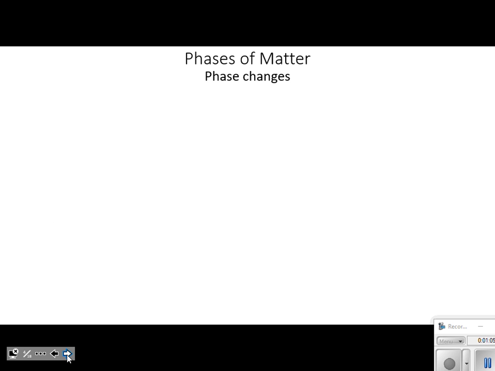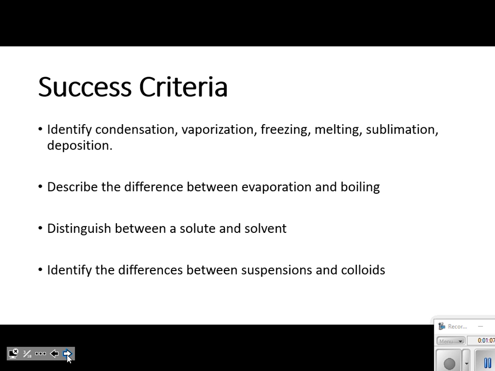Go back here, jumping the gun a little bit. All those different changes in states, we need to be able to identify those. We need to be able to describe the difference between evaporation and boiling, to distinguish between a solute and a solvent, and identify the differences between suspensions and colloids.